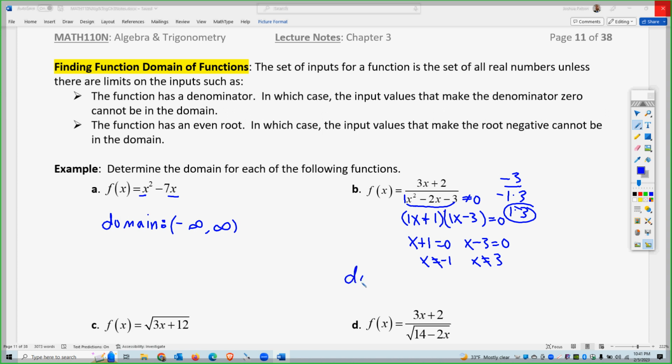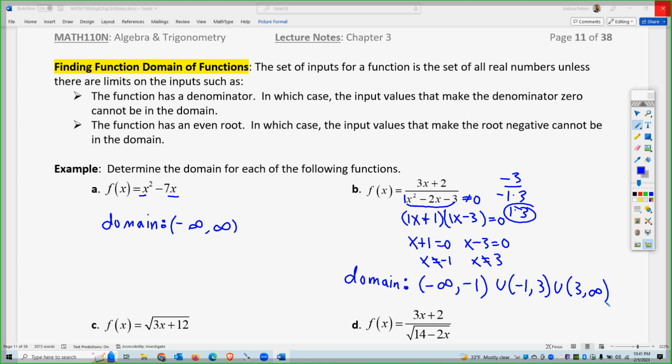So my domain, going least to greatest, is negative infinity to negative 2. I'm sorry, negative 1, union, negative 1 to 3, union 3 to infinity. So what this is saying is x can be any value except negative 1 and 3.